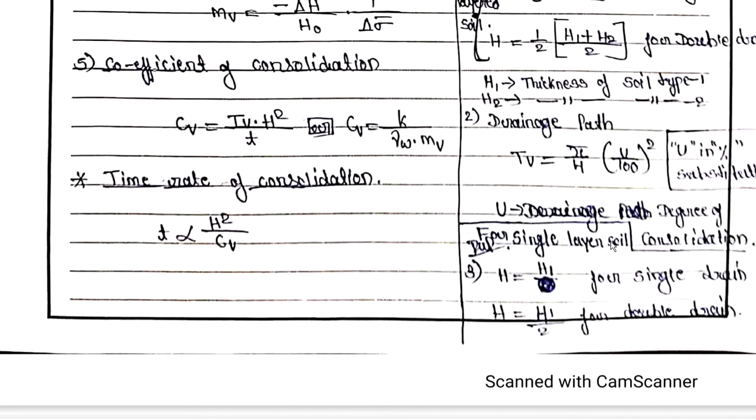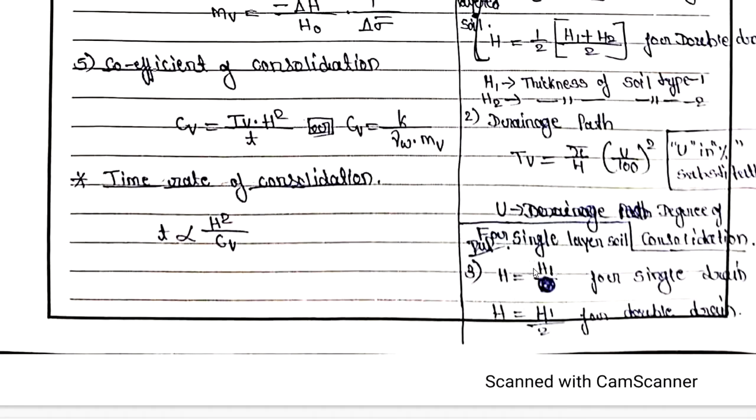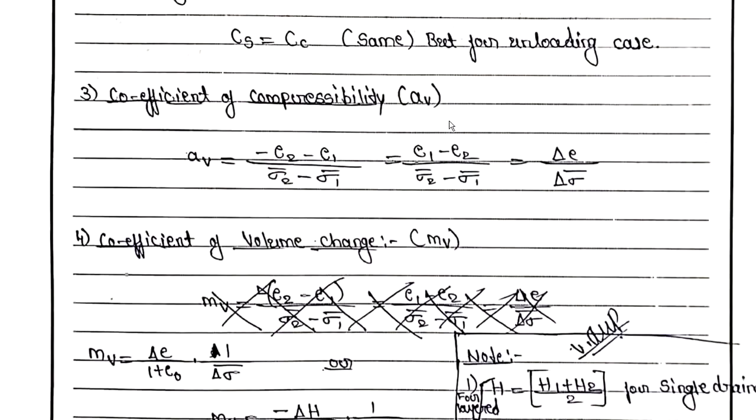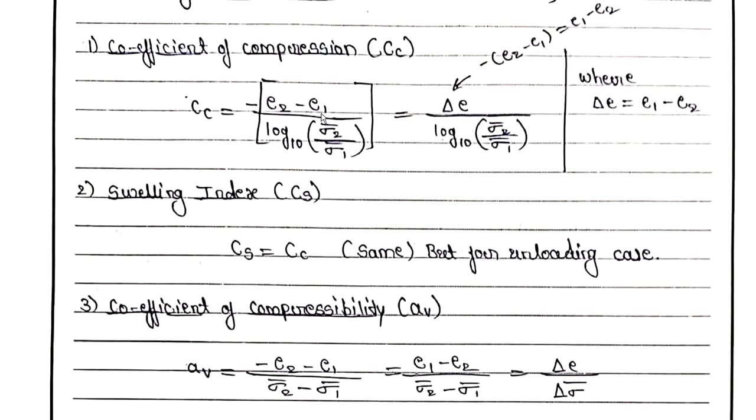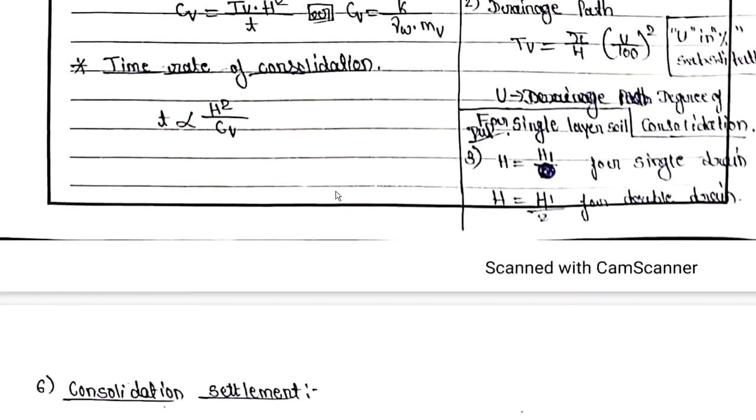Now, this was for multi-layer soil. For single layered soil, H is equal to H1, the thickness of the single layer, for single drainage, and H is equal to H1 divided by 2 for double drainage. If it is double drainage, we have to consider H as half. Remember this. These are the formulas we are going to use while solving problems, so I have separately noted them down for your convenience.